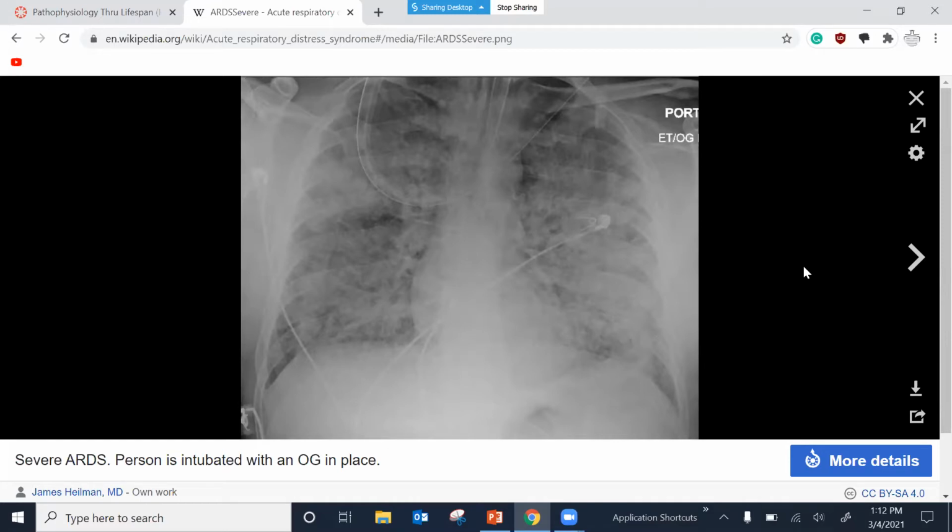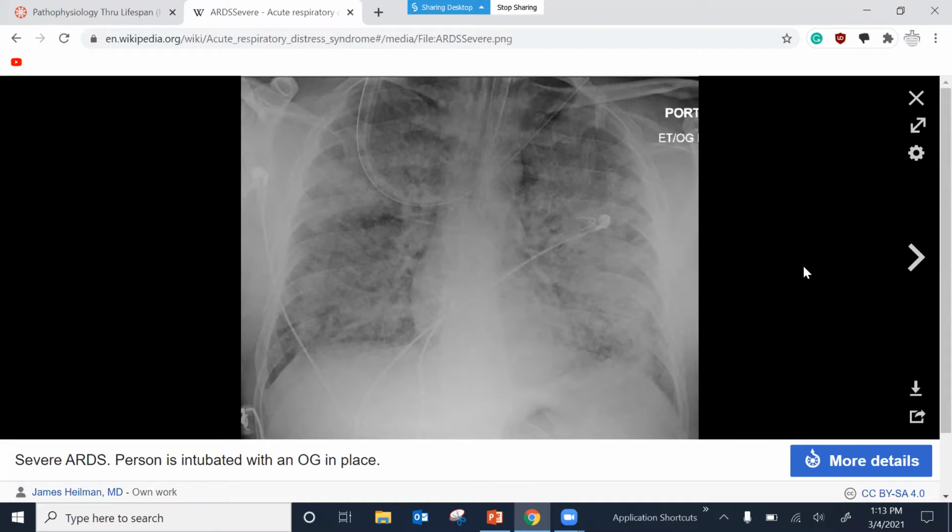I've seen one test question on one exam in my entire nursing career where the exam wanted you to know what ground glass on the chest x-ray meant. Ground glass on the chest x-ray means ARDS.